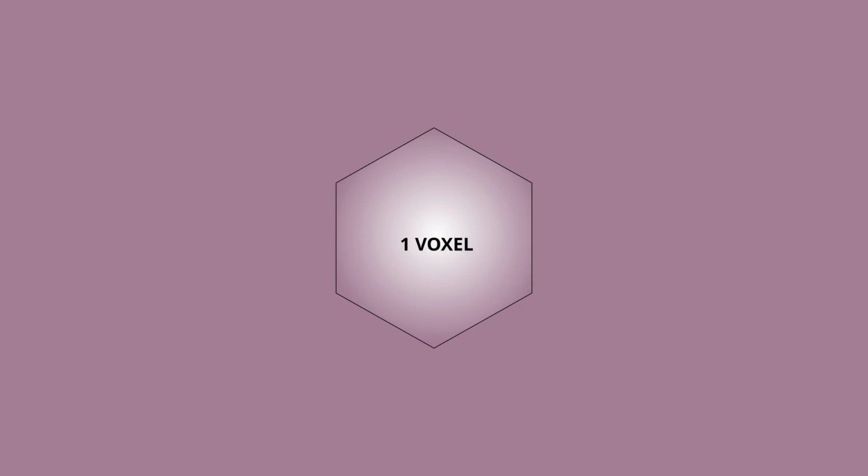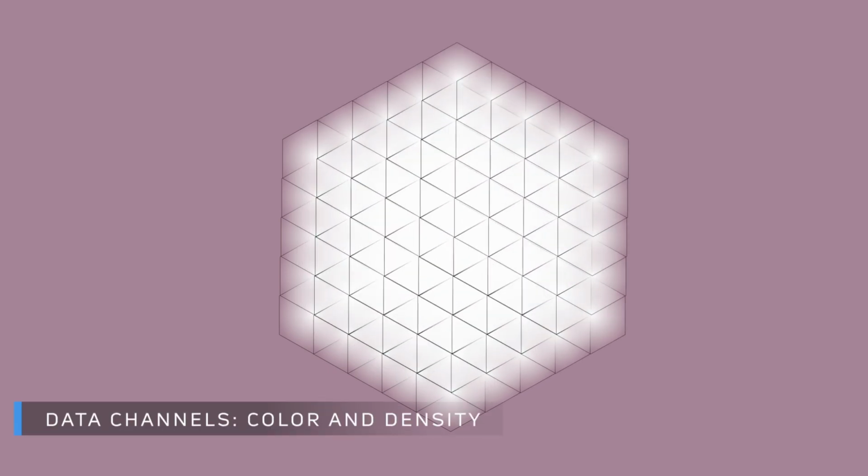So far, so good. But a single voxel doesn't tell us much. Let's duplicate it to form a 3-dimensional grid. Now we have a large box filled with voxels, each holding color and density information. This gives us a basic volumetric object, in other words, a cloud.